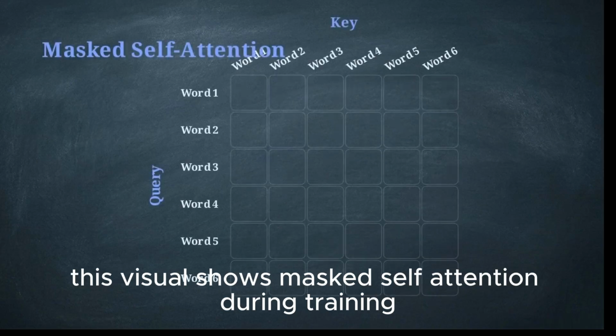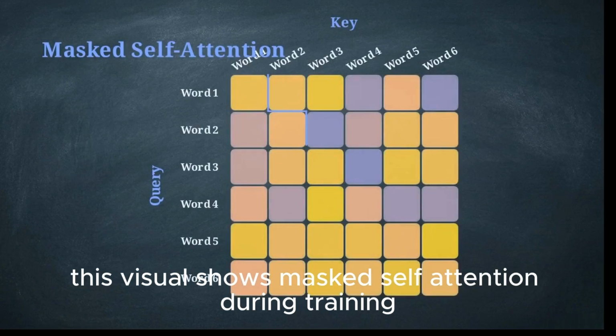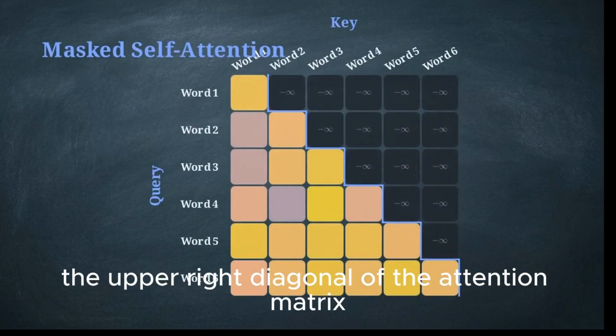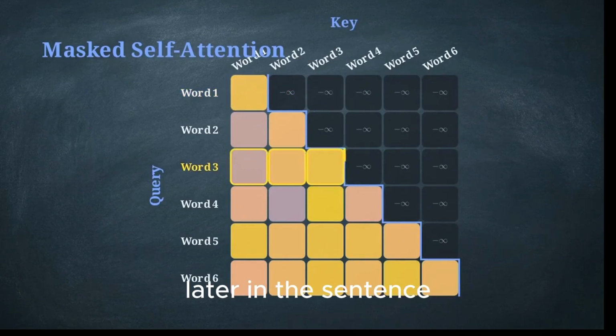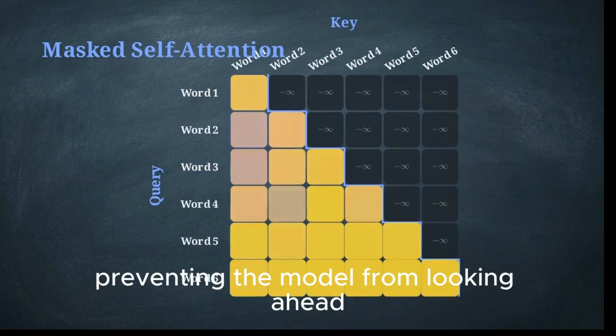This visual shows masked self-attention. During training, the upper right diagonal of the attention matrix is blocked. A token cannot query the keys of tokens that appear later in the sentence, preventing the model from looking ahead.